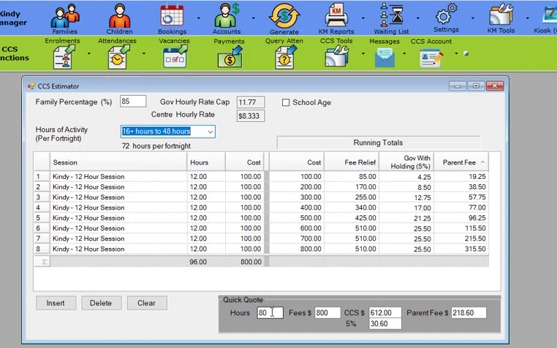We've got, is there an advantage here now with the 10-hour session? And we can say yes. 80 hours is much closer to the cap. We're still exceeding that. So if I introduced the 10-hour session here, we would see that we would get fee relief. Let's just do that there for you.